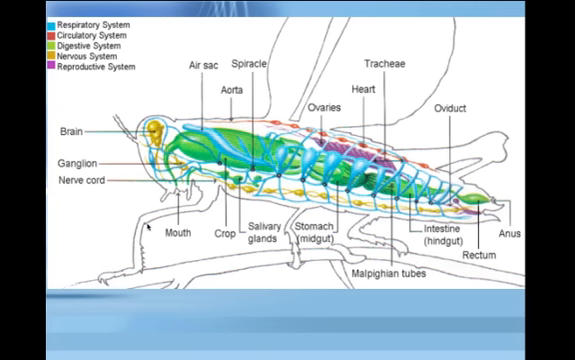If we look at the internal anatomy of an insect, they have a complete digestive system with specialized regions. They have an open circulatory system. The heart pumps hemolymph through sinuses of the hemocoel. They have Malpighian tubules, which are unique excretory organs. They are made of outpocketings of the digestive system.